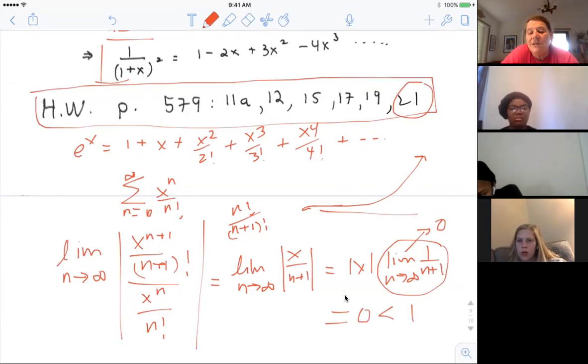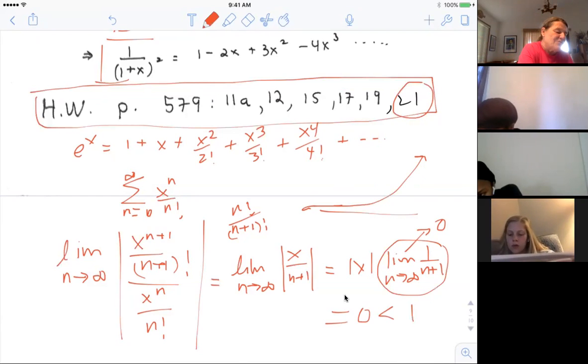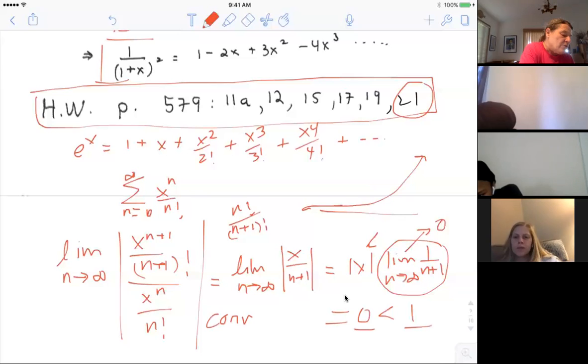There were only 3 possibilities. It converged on an interval, it only converged at one tiny little point, or it could converge everywhere. That's one that converges everywhere. Because you get absolute value of x times 0, I don't care what the x is. You multiply this times 0, you get 0. It's less than 1. This converges everywhere. So we'll say it converges from minus infinity to infinity.